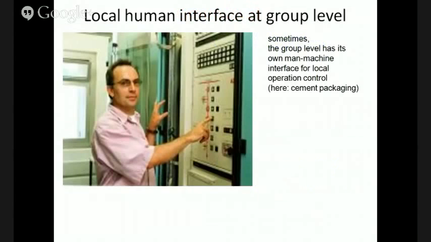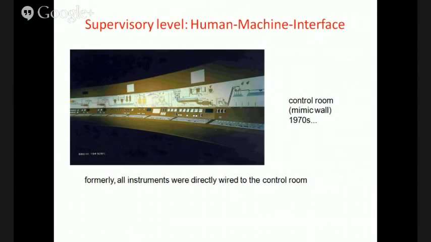This is the local human interface. Here HMI is coming, and so many group levels are to be interfaced with a human, and it will accordingly take the inputs, outputs, and process them with a bigger computer, and that becomes a local human interface. So it is one level higher, as I told you in the earlier chart. Sometimes the group level has its own man-machine interface for local operation control. Right. Then comes the supervisory level.